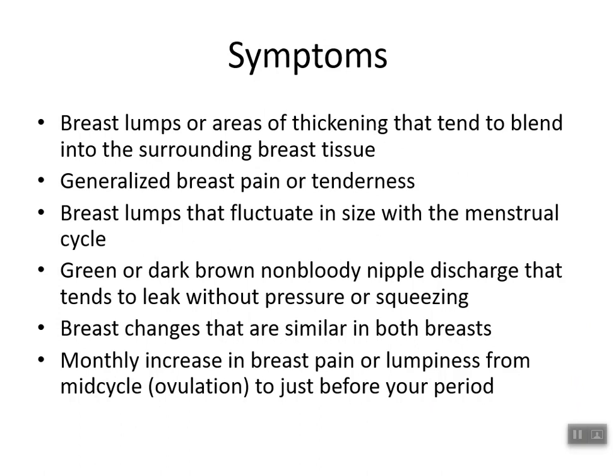So these are the common signs of the fibrocystic breast. In that: breast lump, areas of thickening, generalized breast pain or tenderness, breast lump size fluctuation, chances of green or dark brown non-bloody discharge, breast changes that are similar in both breasts, and monthly increase in the breast pain or lumpiness at the time of ovulation.